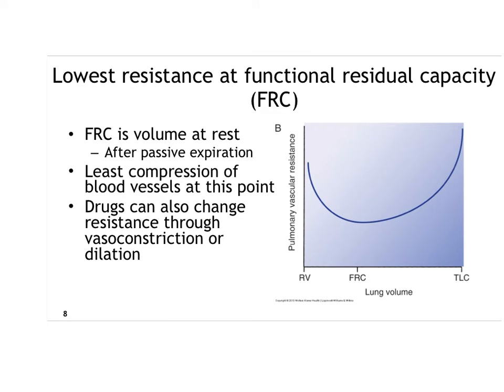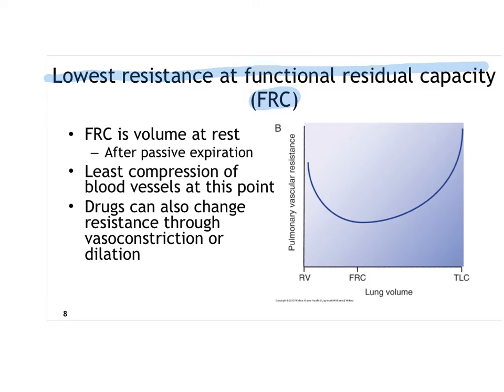So if what we just talked about was true, that during inspiration and expiration I'm increasing resistance, whether I've got a large volume of alveoli with inspiration or a small volume of alveoli with expiration, then it makes sense that the lowest resistance point is going to be during my functional residual capacity. If you go back to the chart from the last lecture, you can see your functional residual capacity.